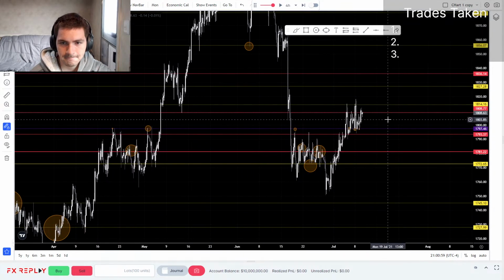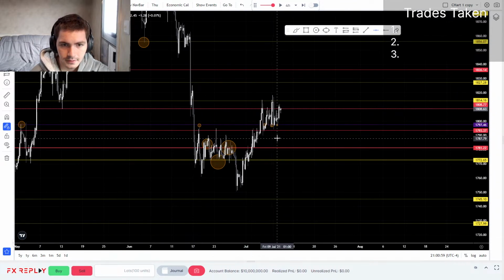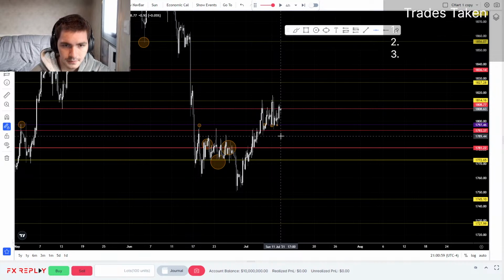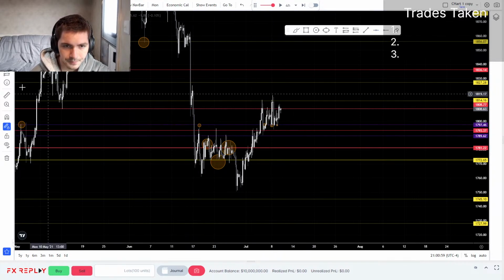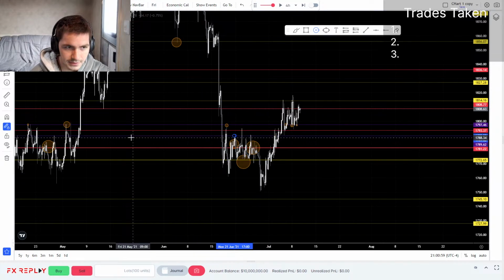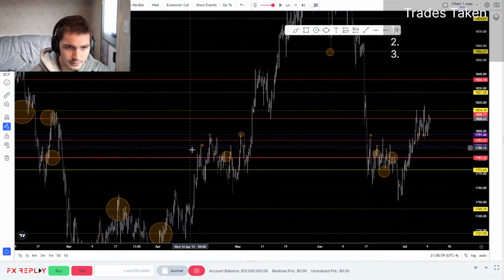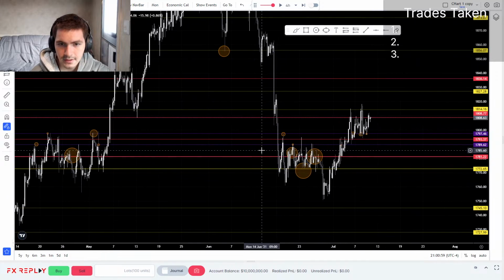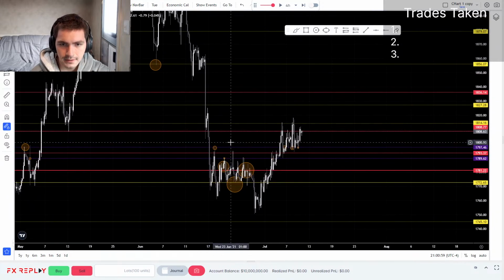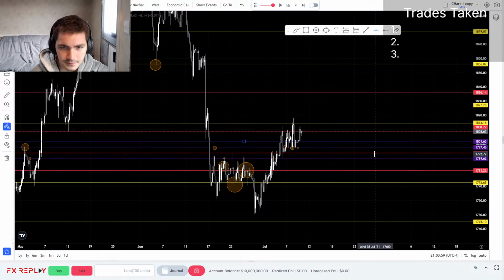And then, let's see. I'm also going to put one right here based off this body and bullish close, this wick, this wick, this body and bullish close, this wick over here, and yeah. Going up, I see this one.